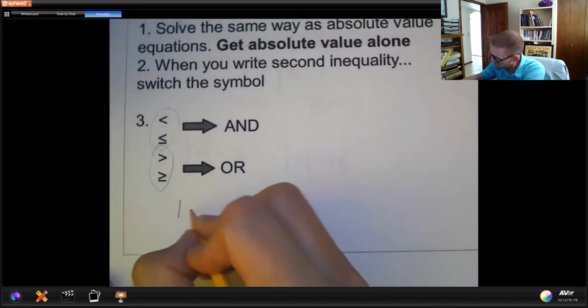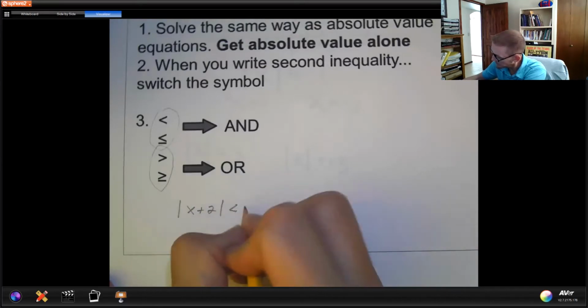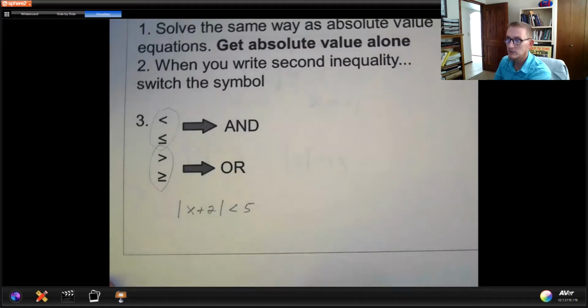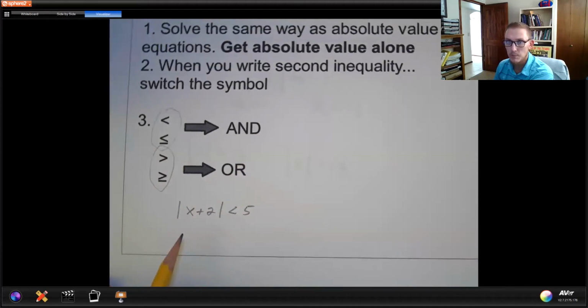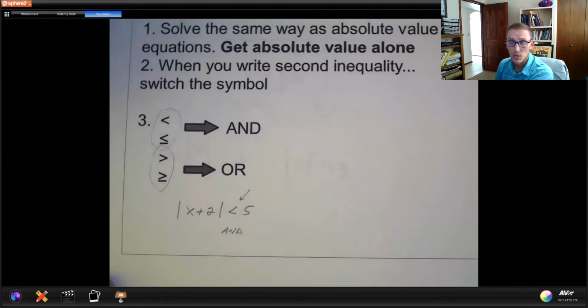Absolute value of x plus 2 is less than 5. So my absolute value bars are alone, so we're in good shape. I'm going to split it up and make two inequalities. But before we do that, I'm going to look at this symbol and decide if it's an AND or an OR. And it's an AND. So I'm going to put the word AND here first. You're going to need to memorize this. This is important for the test.